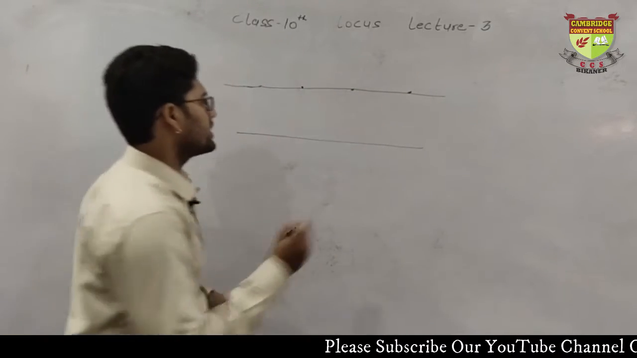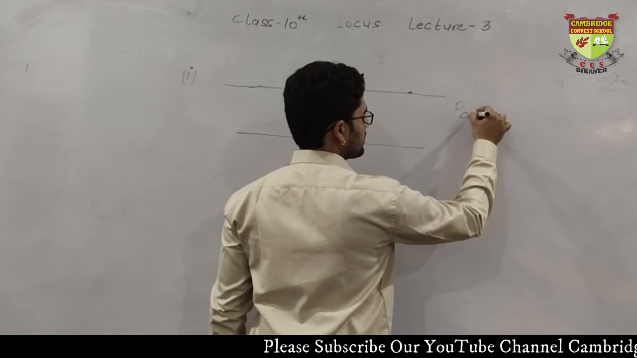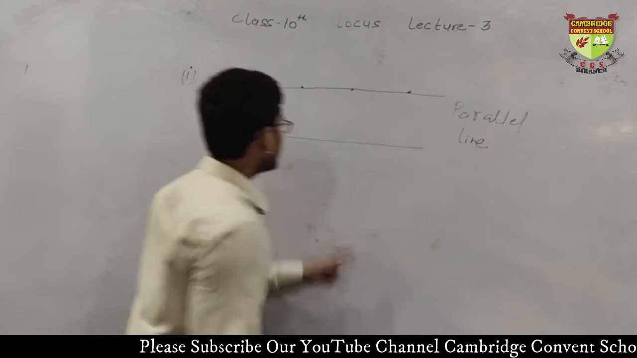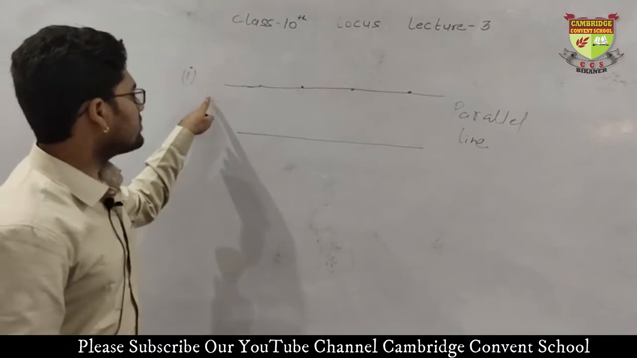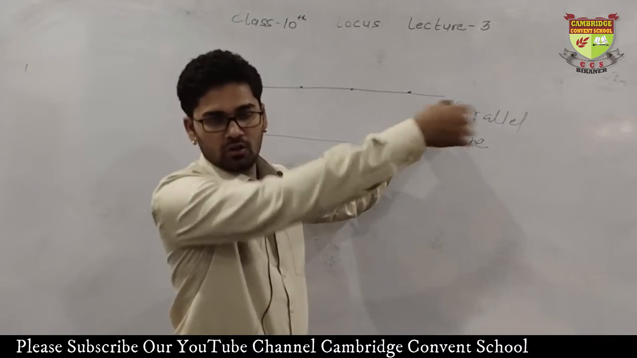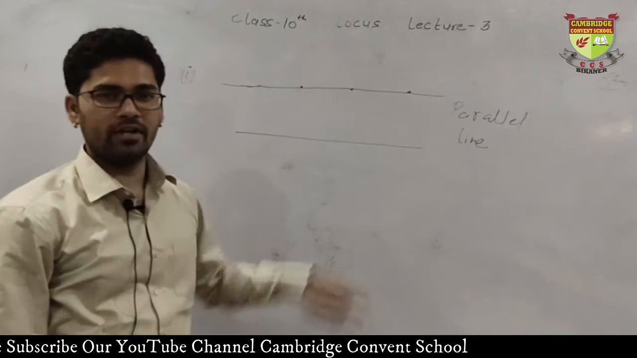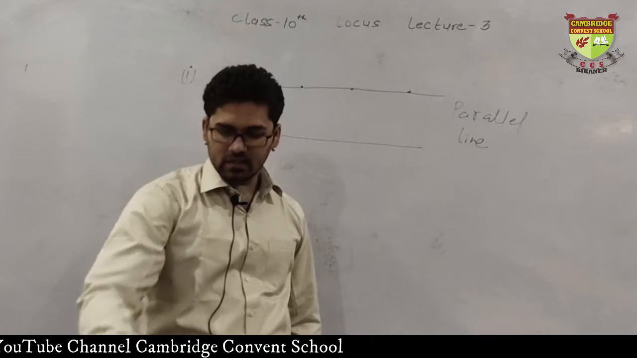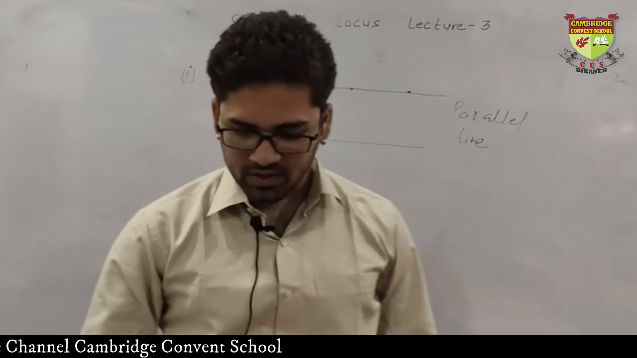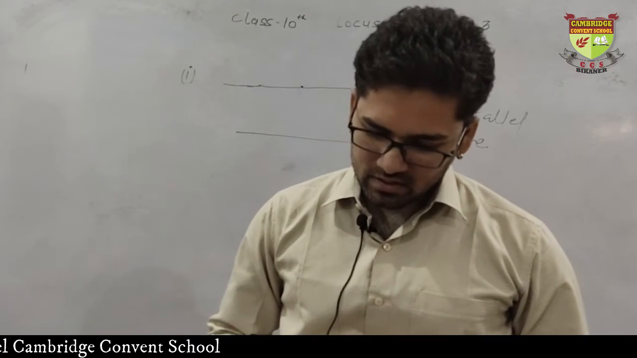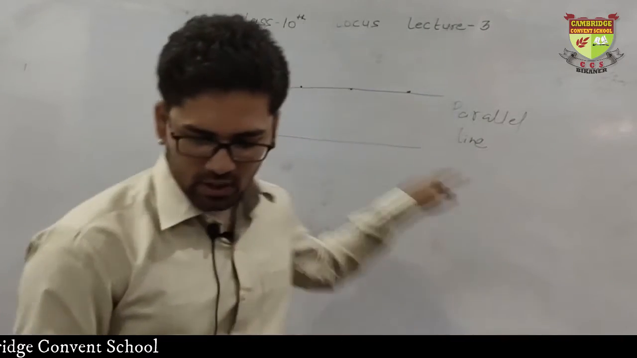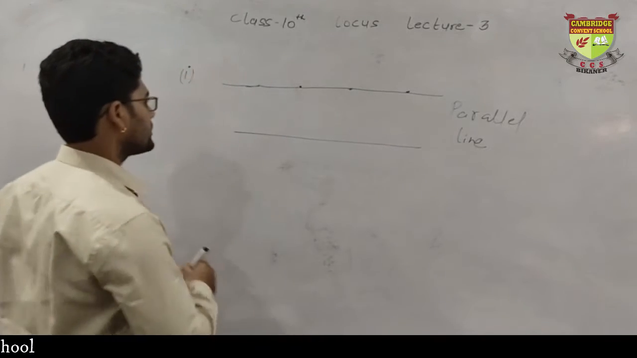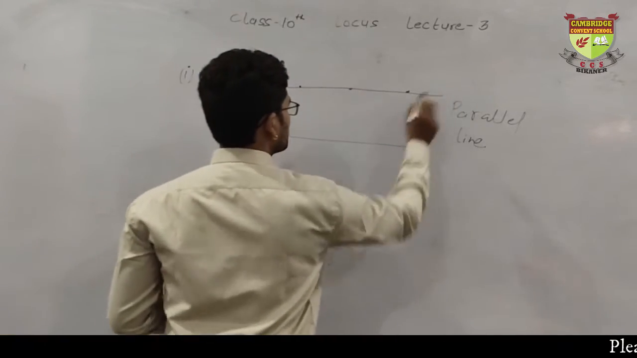So what did we get? We got a parallel line. We had a line, and by joining this set of points, we got a parallel line. So let's see what the question says. The question says the set of points equidistant from the given line is also a line. It says this must also be a line.